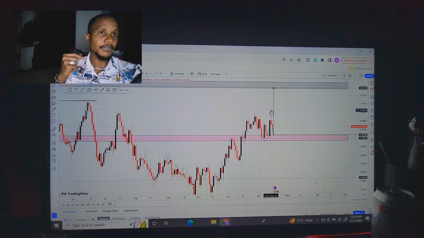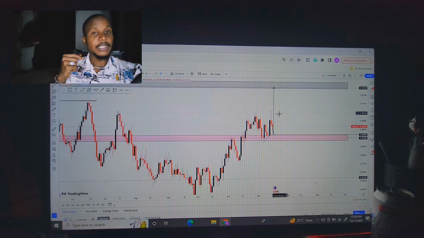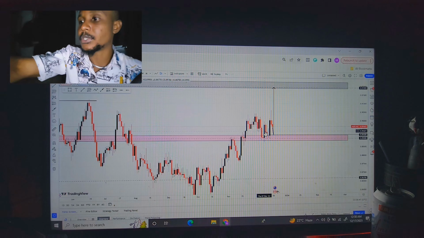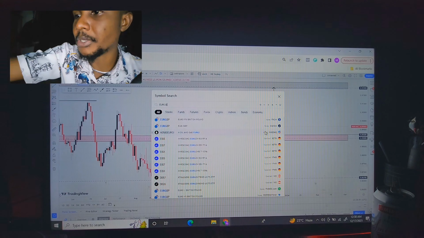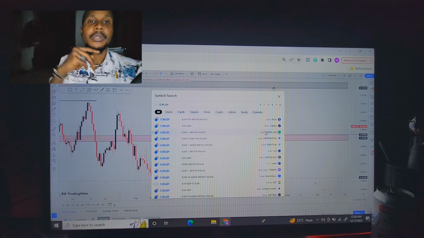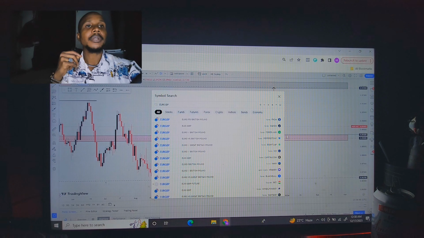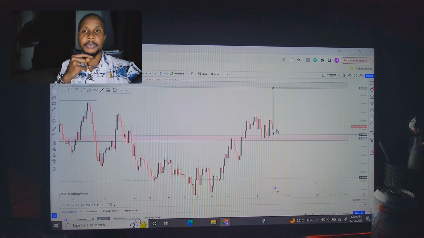This will be our first level target, the highs, and then the second level target will be this level here, which is at 0.91920. So that's it for AUD/CAD. Then the next pair is EUR/GBP. Right, that's the next pair, the EUR/GBP.